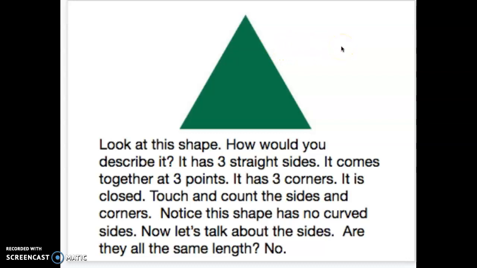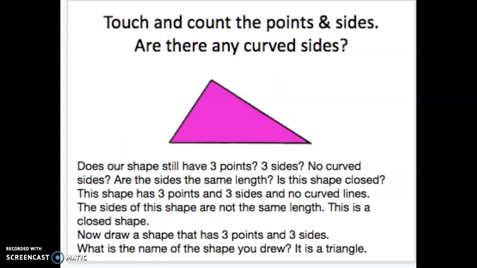Notice this shape has no curved sides. Now let's talk about the sides. Are they all the same length? Touch and count the points and sides on this shape. Are there any curved sides? Does our shape still have 3 points? 3 sides?